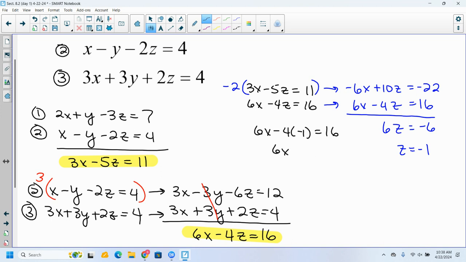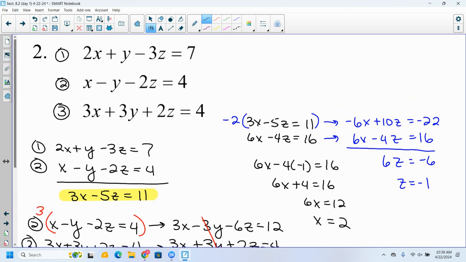And I get 6x plus 4 equals 16. Subtract 4. 6x equals 12. I got x equals 2. I got z equals negative 1. Any of your 3 original ones, substitute in, see what you get. Or y.